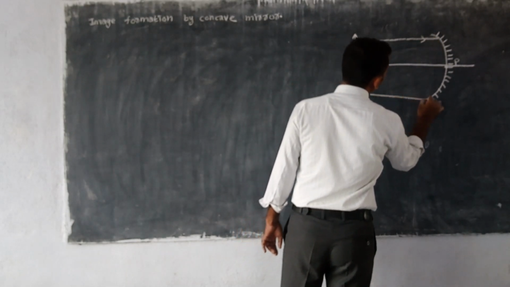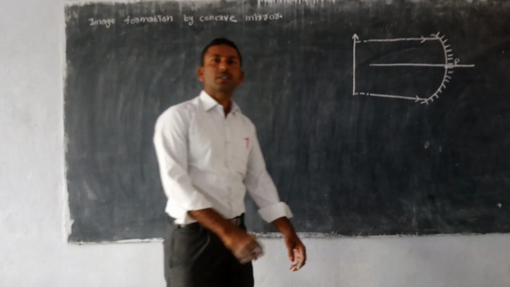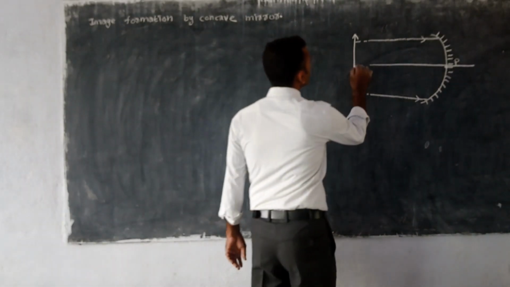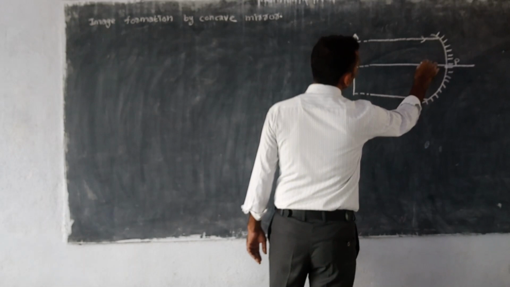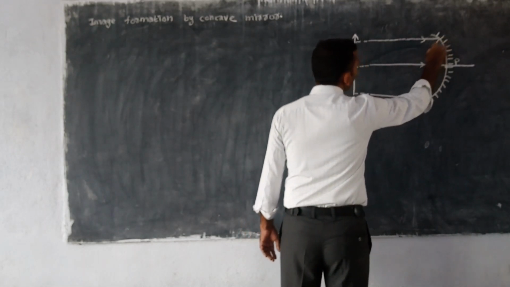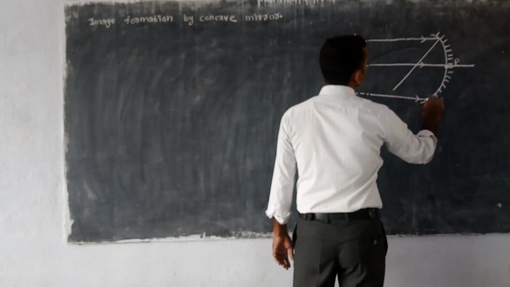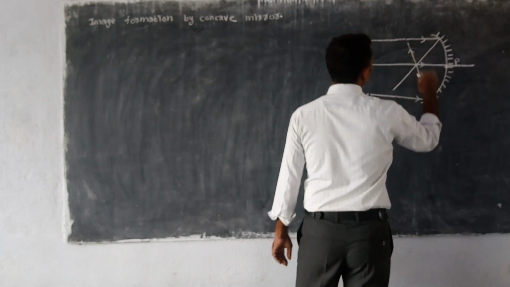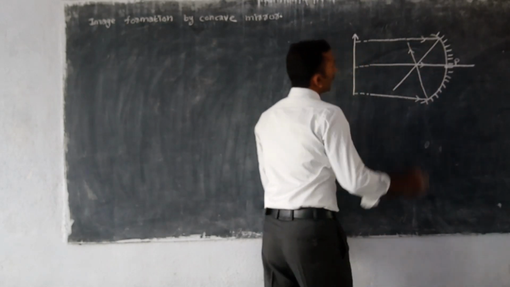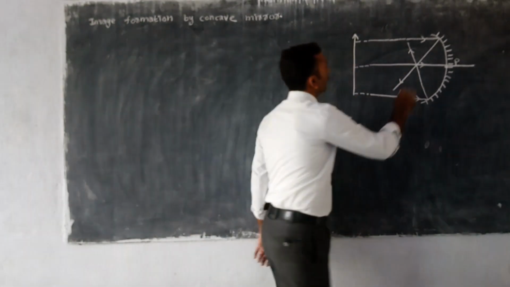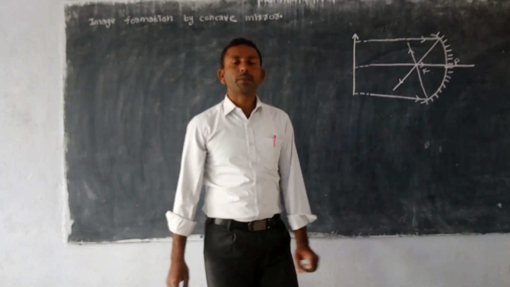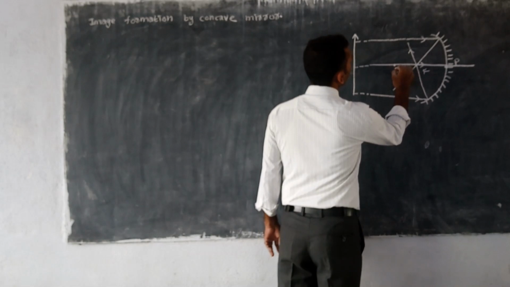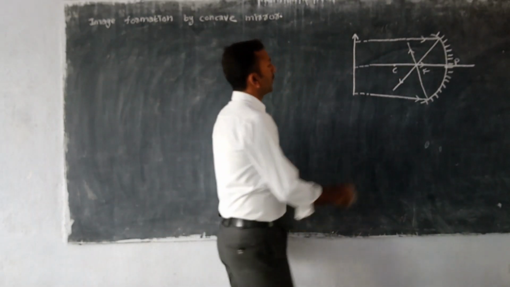According to the rules of light, if any light ray is traveling parallel to the principal axis, after reflection it always goes through which point? The focal point. It always goes through the focal point of the mirror, and this will be the image of the object at the focal point. That means if any object is at infinity distance, the image will be formed at the focal point of the mirror. This is the first image.